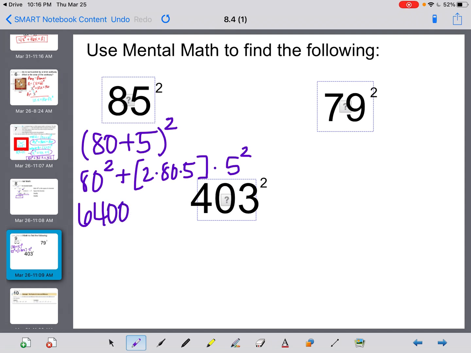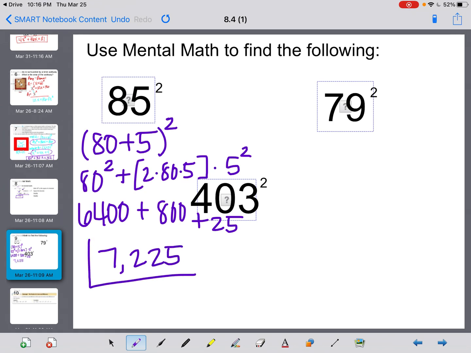All right, well, 80 to the second power, 6,400, plus 2 times 80 times 5 gives us 800, and 5 to the second power is 25, and when I add those all up, I get 7,225.